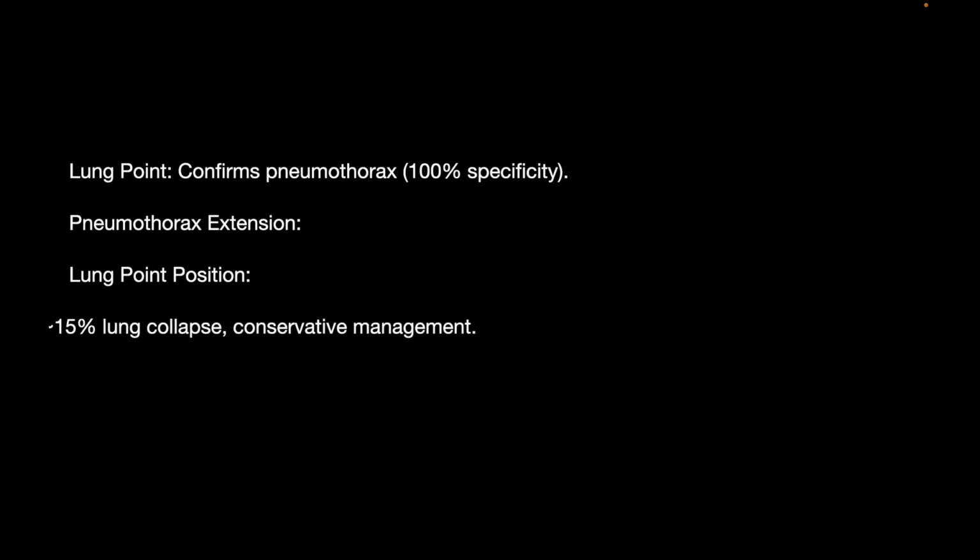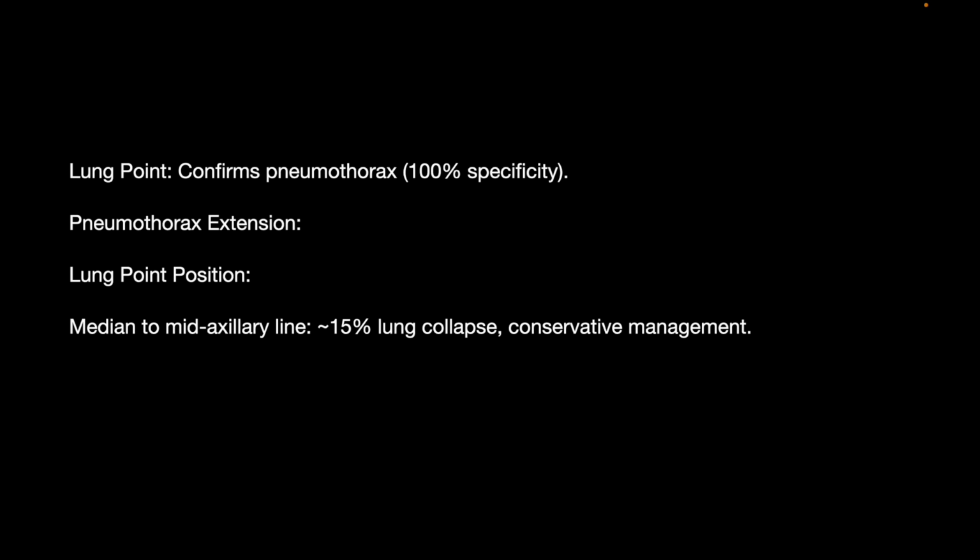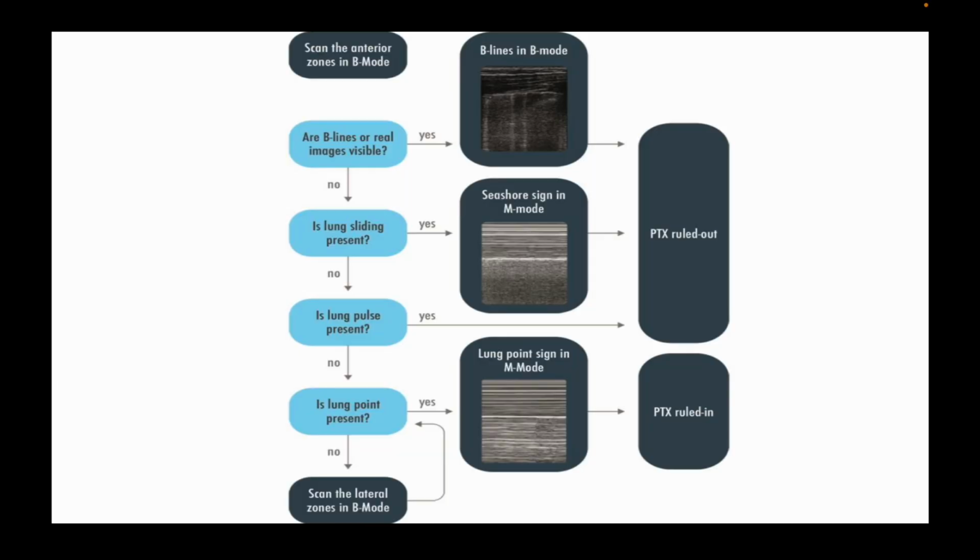Now the lung point: here you actually see the point where the air is there and a normal lung is there. Very rare, but if you find it, it is very specific. Now for the extension, you can do it at the various zones as we have told, and you can localize this lung point. Median to axillary range, less than 15% of the lung collapse, you can go for conservative management. Lateral to mid axillary line, greater collapse indicates the need for drainage.